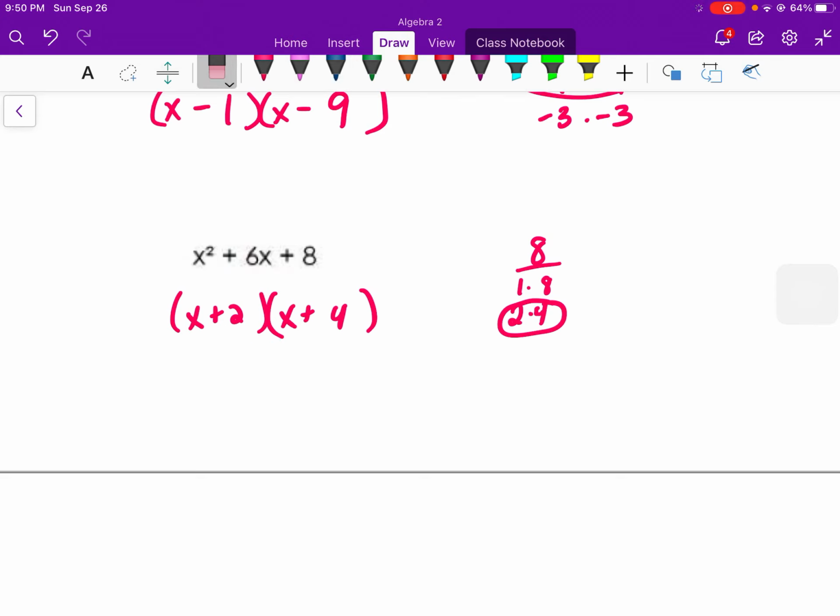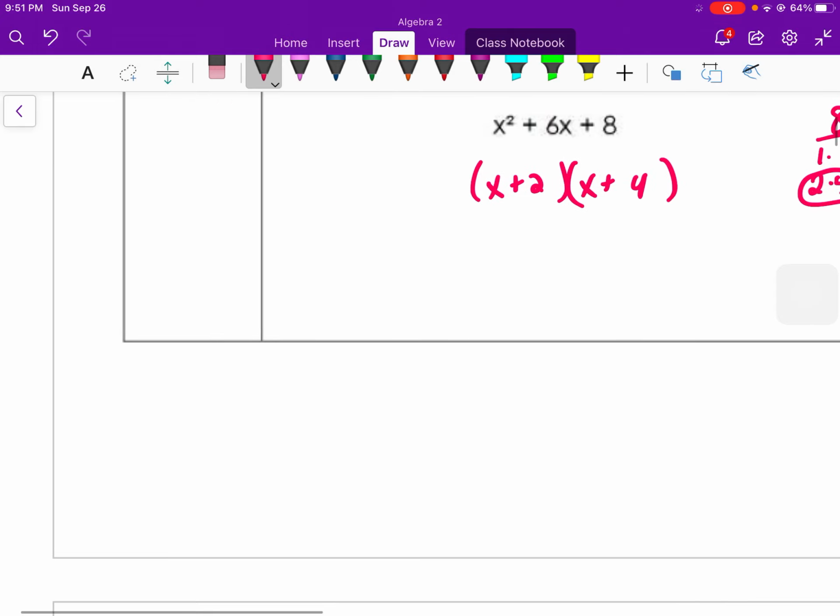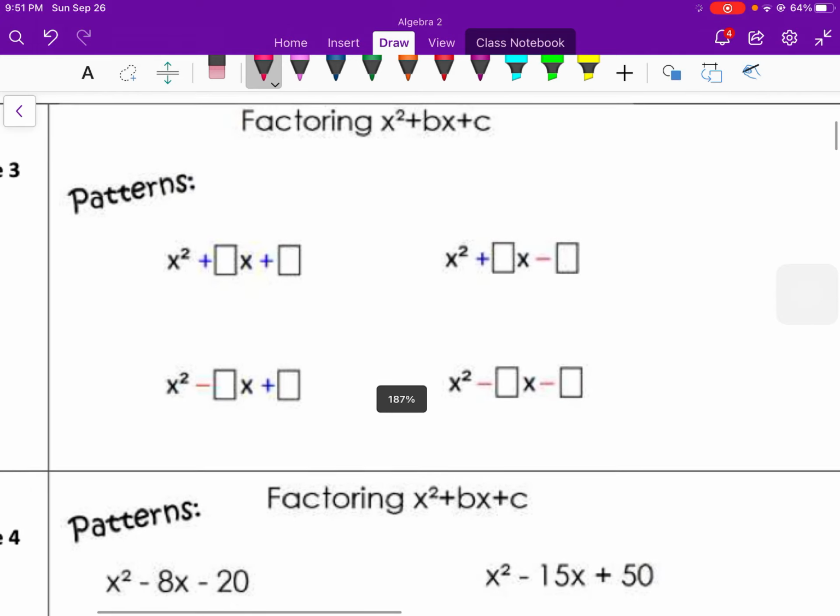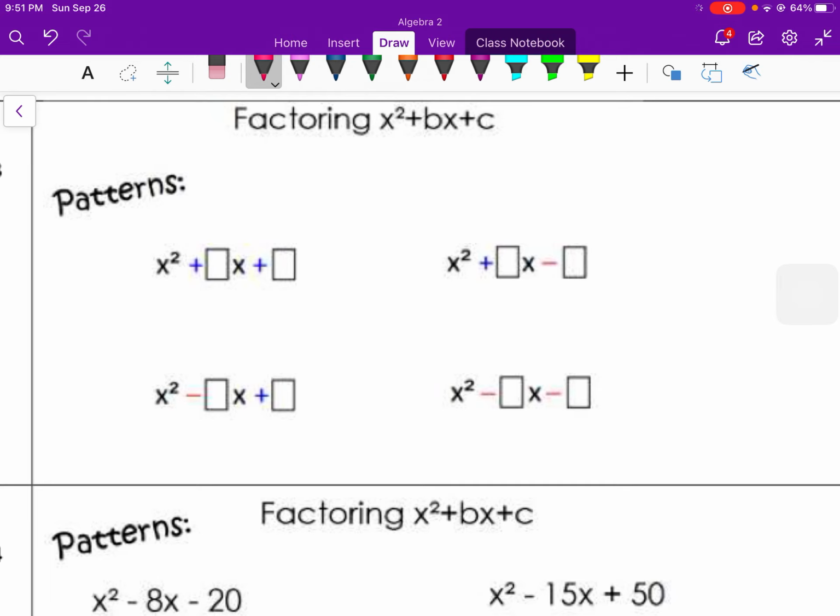So the product of these binomial terms, the x plus 2 times x plus 4, if you had multiplied that back out, I would get that quadratic equation, x squared plus 6x plus 8. This is what we're practicing today. So here are the patterns.